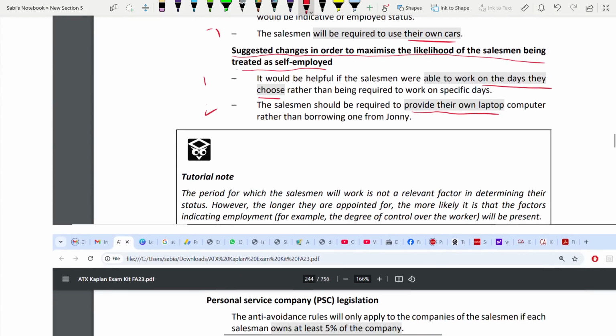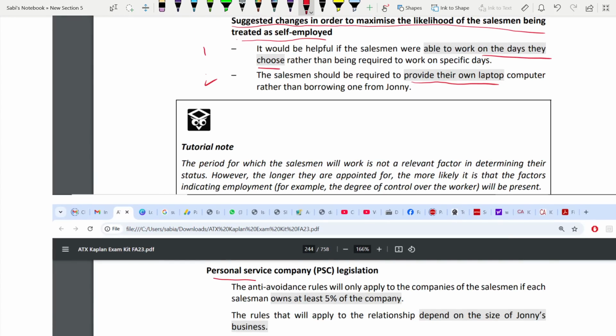Next, personal service company legislation. This area also could be asked. Okay. Now, one more thing. The period for which the salesman will work is not a relevant factor. Remember, in determining status, the period, he can work for 3 years, 4 years, 5 years, is not a relevant factor. But usually, if they're appointed for a longer period, it is an employment status. Okay, because normally we don't keep self-employed for such a long period of time.